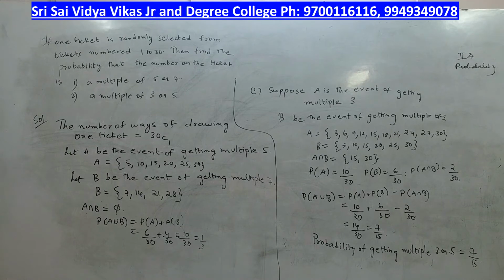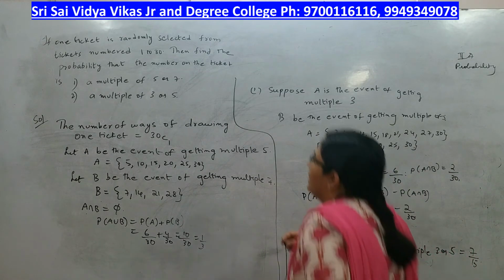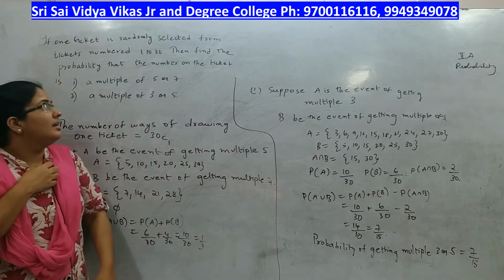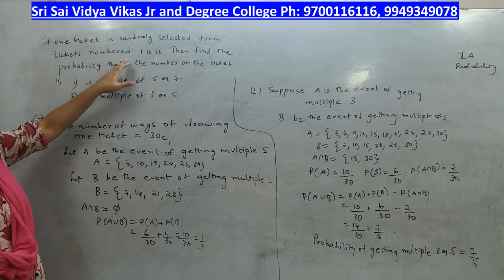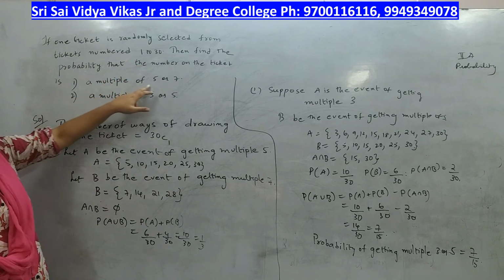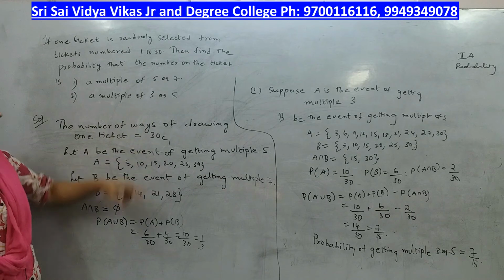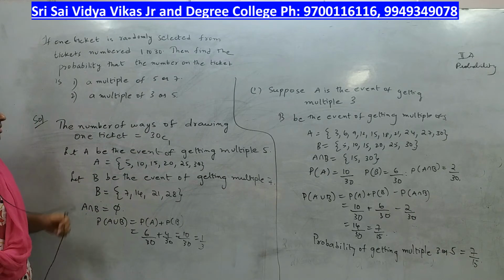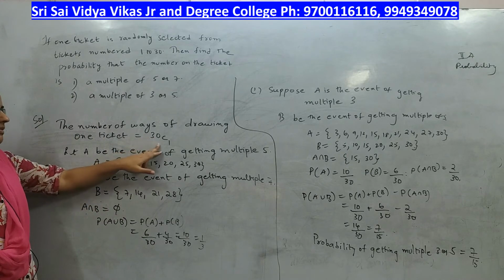The next problem that we have today is, if one ticket is randomly selected from the tickets numbered from 1 to 30, then find the probability that the number on the ticket is a multiple of 5 or 7, and a multiple of 3 or 5. From 30 tickets, the number of ways of drawing a ticket is 30C1.